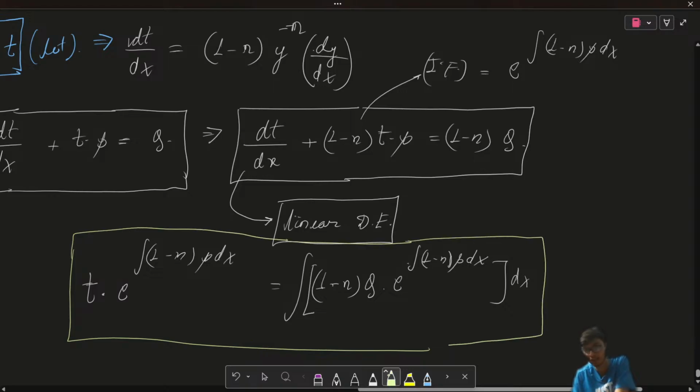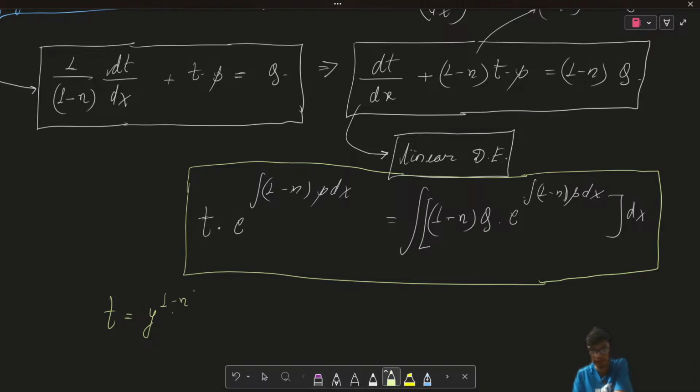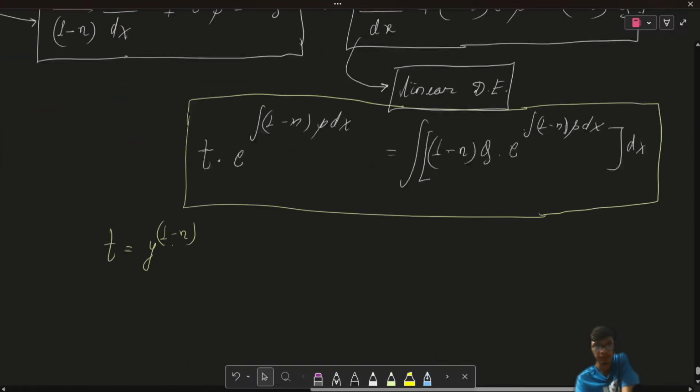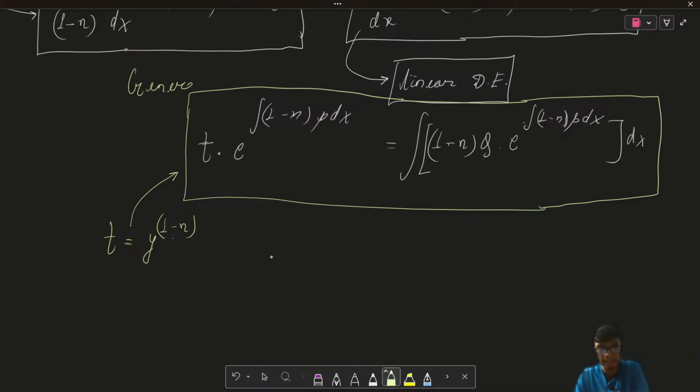But you have to note that your final answer should not be in terms of t, it should be in terms of y. So we have to come back and substitute. We have assumed t as y to the power 1 minus n, right? Please don't forget to do this substitution back. So finally you have to substitute t with y to the power 1 minus n, and this is going to be the general solution.